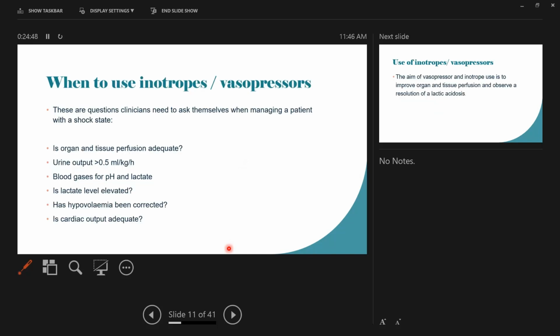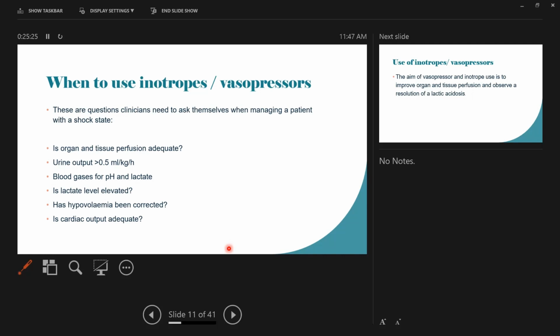So when to use inotropes and vasopressors? There are several questions that you should ask about the patient to identify whether this patient is having enough perfusion or whether this patient is in a shock situation. As I told you, you can look at the microvasculature or the windows, urine output, conscious levels. And if you have blood gases, you can see what the pH is like and also what the lactate is like. And then whether your hypovolemia is corrected and whether your cardiac output is adequate.